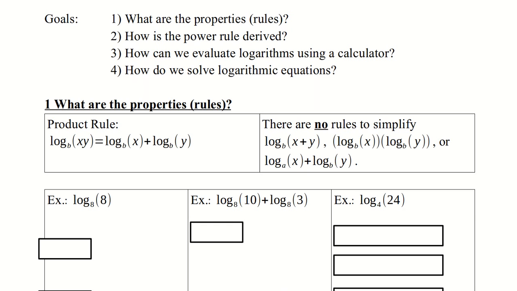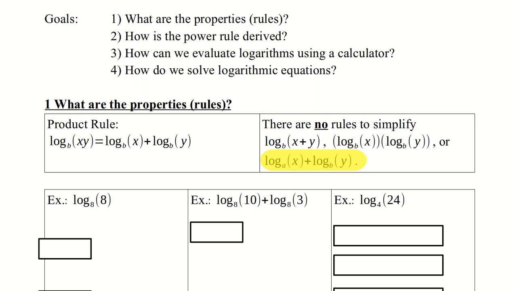But there's a lot of logarithmic expressions that we can write that we do not have a rule to simplify. The log of the sum, the product of the logs, or if the bases are different. Now take a look at what we get on the right side here when we use our product rule. The bases are the same. Now that's assuming we're going from the left to the right, but we can go from the right to the left. We can actually take the sum of logs and rewrite that as a product. But that's just a reminder.